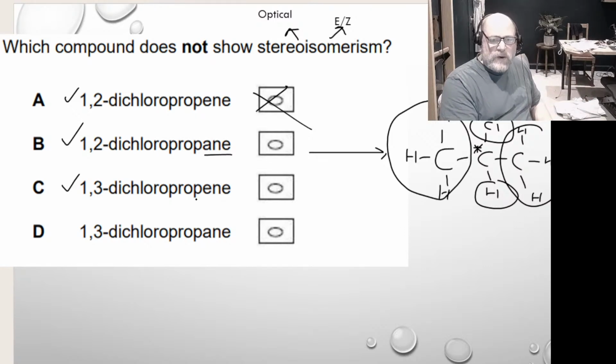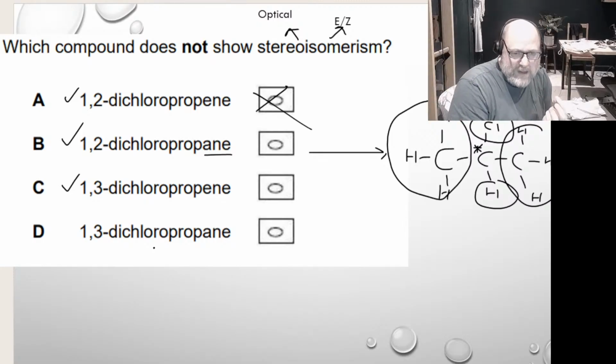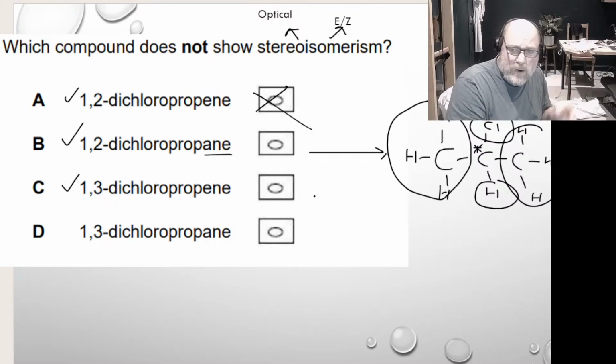And this one, 1,3-dichloropropane, can't. When you have a double bond, you're looking at this one and going, no double bond, definitely can't be EZ. Can it be optical? If you draw it out, you'll see that it has no chiral carbon. So it can't be optical. And it definitely can't be EZ because it has no double bond. So that's the right answer.